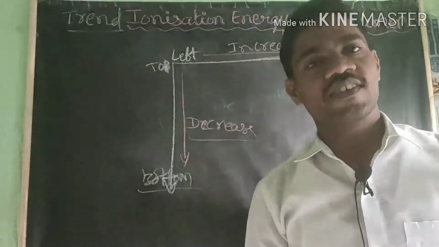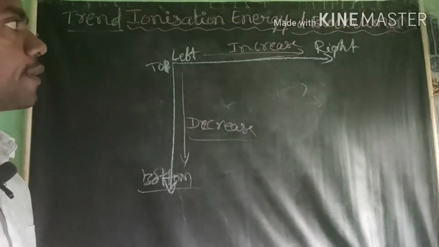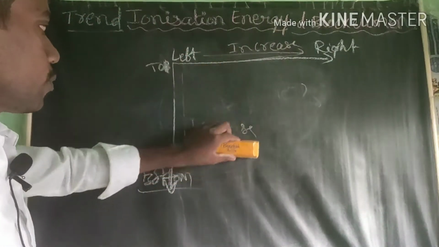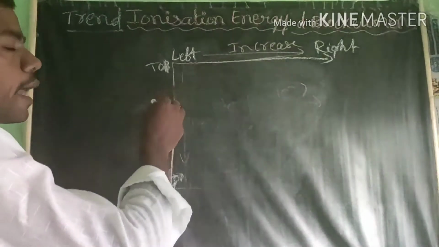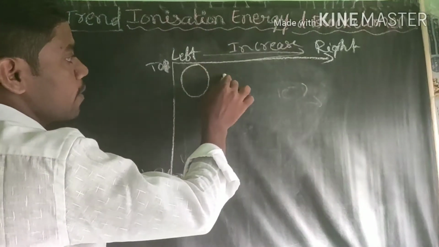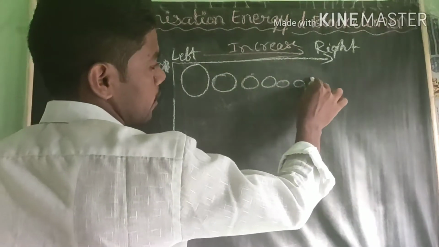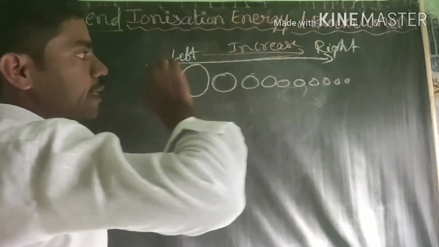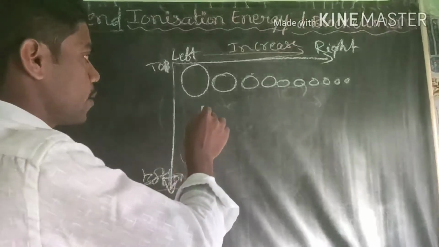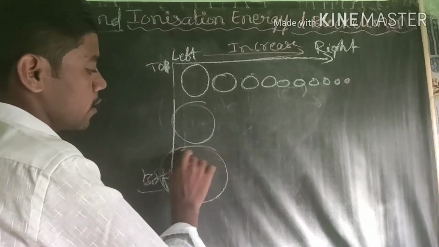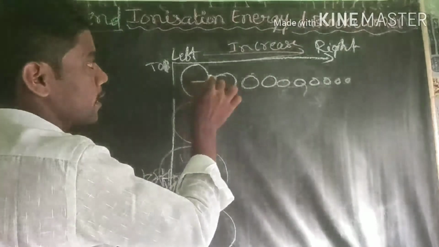That's very important. You see here, the ionization energy from left to right increases and top to bottom decreases. How? Already we know that the size of the atom decreases from left to right. That's right, we know this. And top to bottom the size increases. Here, for example, the electrons are there.